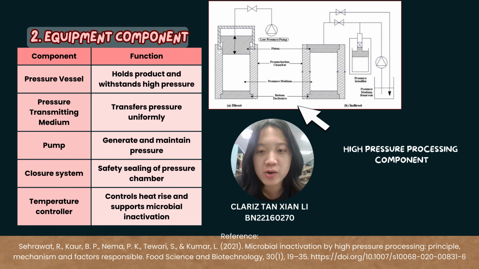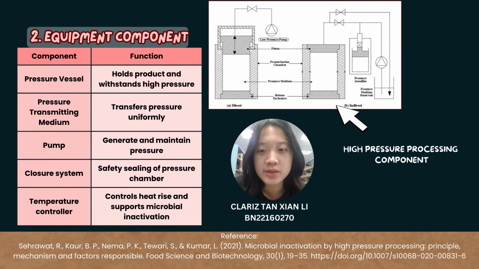The figure above illustrates the main components of a typical HPP system. As shown in the diagram, the pressure vessel is the central cylindrical chamber where packaged food products are loaded. This vessel is engineered to withstand extremely high pressures, up to 600 megapascal. Surrounding the product is the pressure transmitting medium, usually water, which fills the chamber. When pressure is applied, the medium ensures the force is distributed uniformly throughout the product, regardless of shape or size.